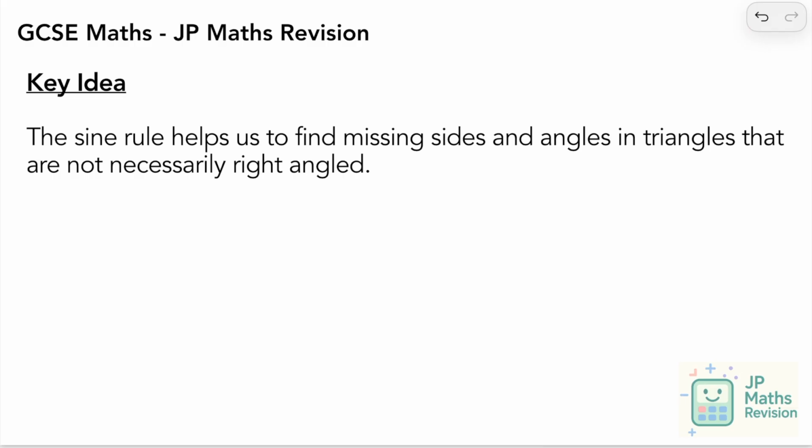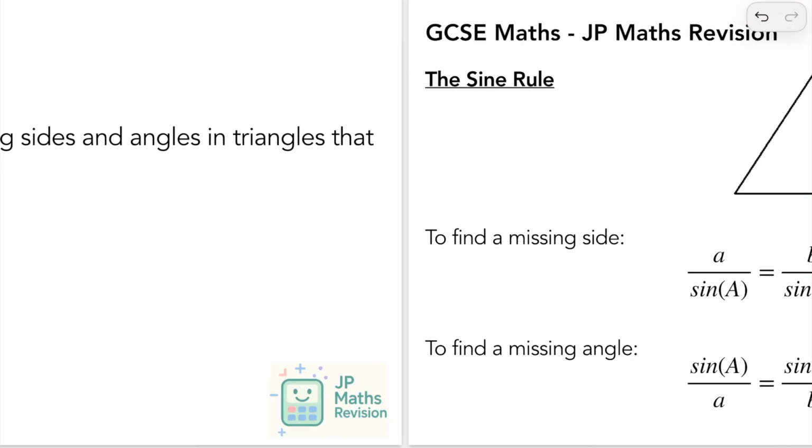So the key idea: the sine rule helps us to find missing angles and sides in triangles that are not necessarily right angled. So we've already met SOHCAHTOA, however the limitation of SOHCAHTOA is that it only works for right angled triangles. So if we want to find a missing side or angle of a triangle that's not necessarily right angled, we might be able to use the sine rule to help us.